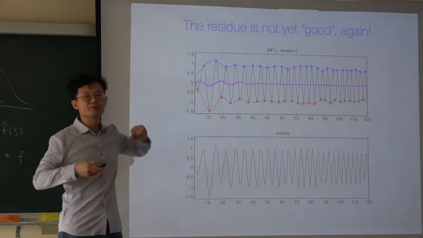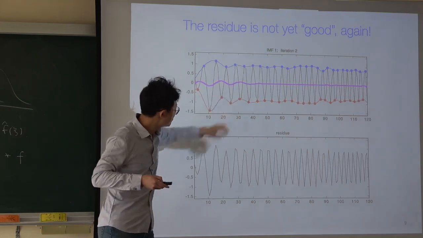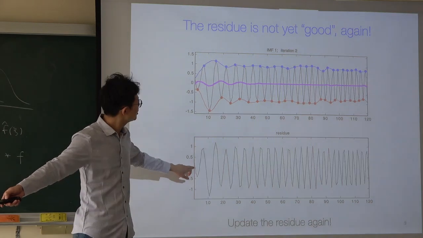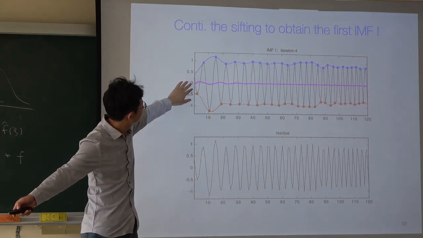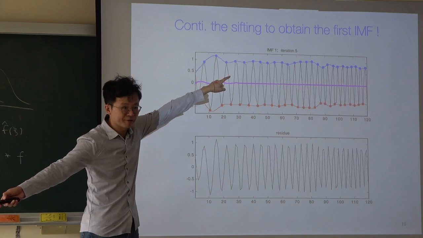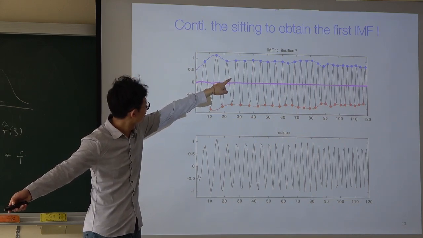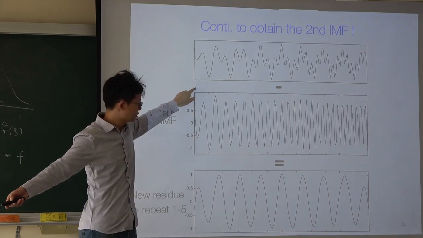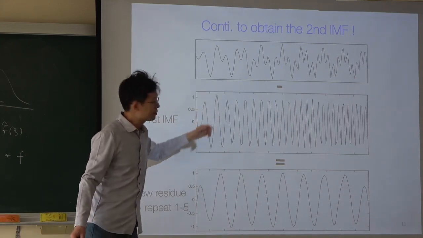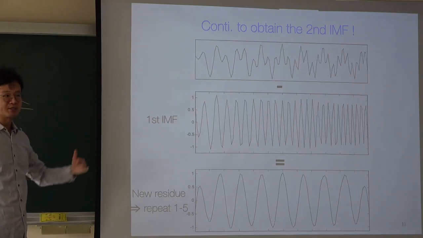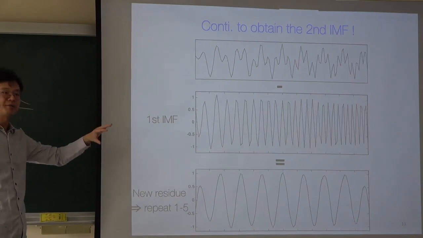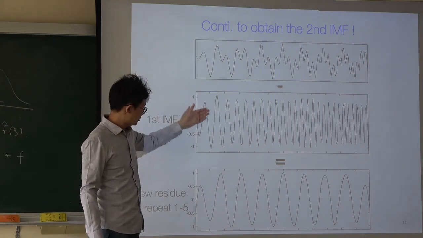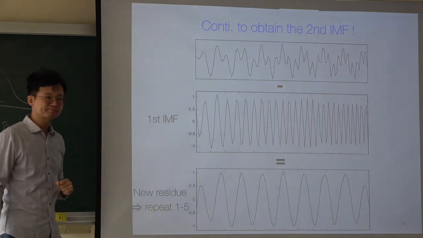Now you get another mean, and you correct it. Right? And we repeat it. Third time, fourth time, fifth time, you see the iteration, fifth, sixth, seventh, it's getting flatter and flatter. Eighth, good. So we get the first IMF in the end, because the mean finally satisfies the zero condition. So we do the subtraction and we get the residual.